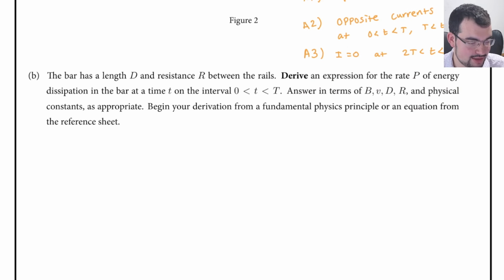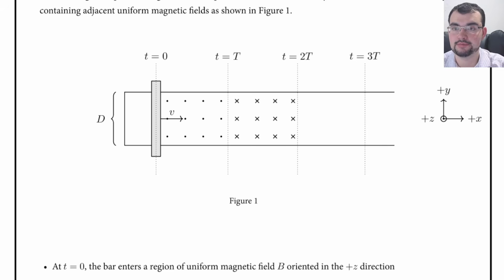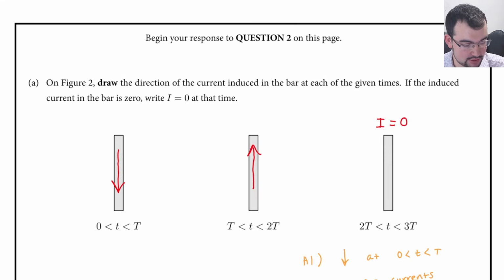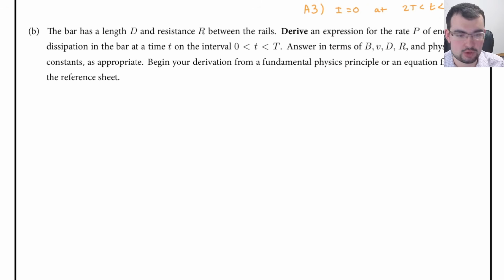All right, the bar has length d and resistance r between the rails. Derive an expression for the rate P of energy dissipation on this first interval. So we know we're going to have some power dissipation because our flux is changing, and that's going to cause a current, and we have a resistance. Now, there is a sneaky alternate approach that we can talk about because we have time. But if we want power, this is the formula sheet version of power, so I'm going to deal with this one.